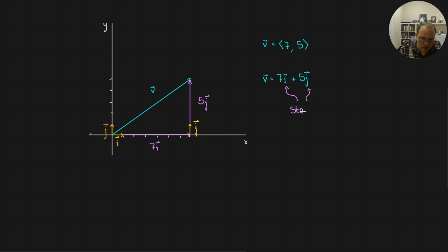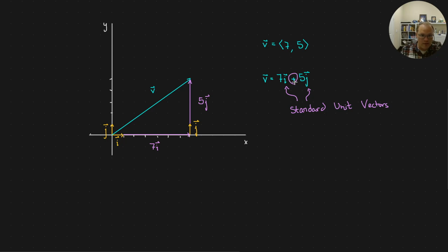They are the vectors of length 1 that point along the positive axes. i points in the positive x direction, j points in the positive y direction, and they both have length 1. So standard unit vectors.